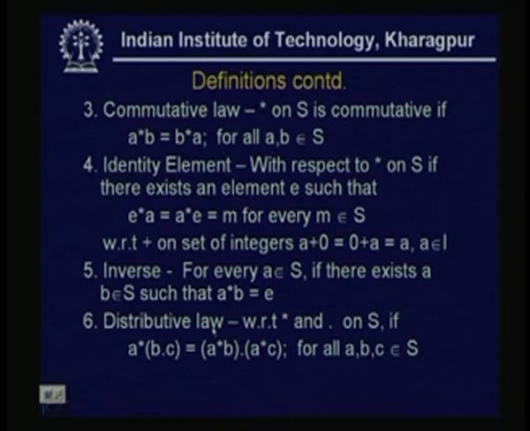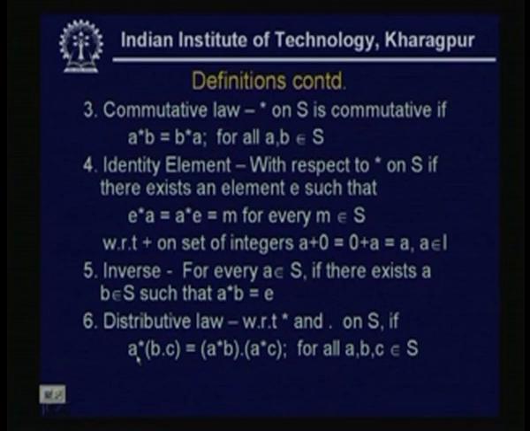Another rule is the distributive law. So, for the distributive law, we take the two operators together, say star as well as dot on S. Now, if A star B dot C equals A star B dot A star C for all A, B, C belongs to S, then we call this the distributive law holds with respect to the two operators star and dot on the set S.